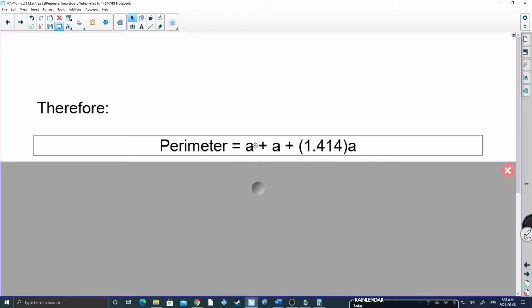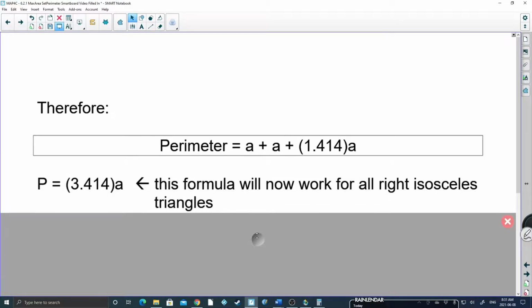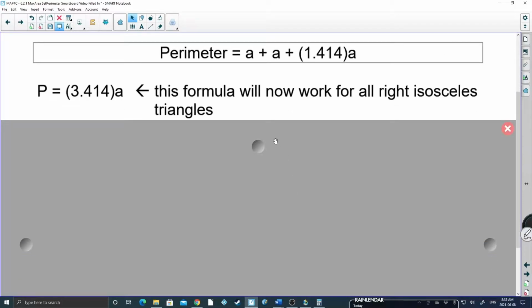So we have A plus A plus 1.414a. These are all like terms. You can add them together. You have 1A plus 1A, which is 2A's, plus 1.414a, and that gives our perimeter of 3.414a. And that's the formula you need to remember for optimizing a right angle triangle's perimeter. All right? This formula will now work for all right angle isosceles triangles that we are trying to optimize.